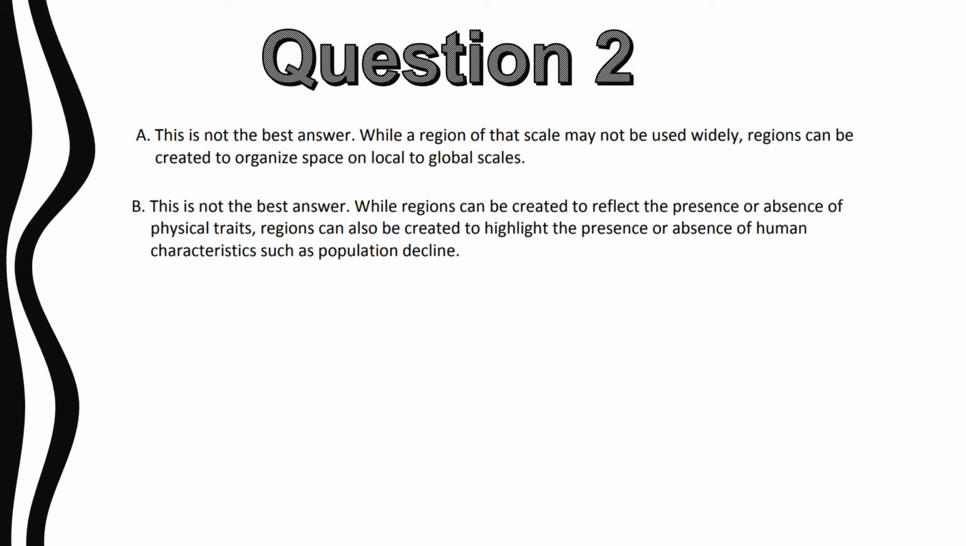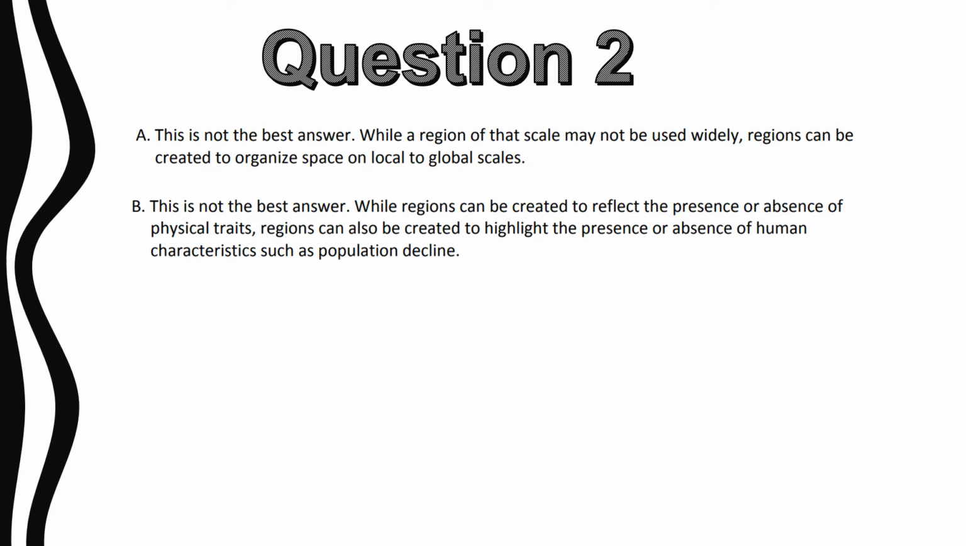B was also not the best answer. If you said B, you said no, regions cannot be determined without more information on the physical characteristics of Eastern Europe. Regions can be created to reflect the presence or absence of physical traits. Regions can also be created to highlight the presence or absence of human traits or characteristics such as population decline. So you can have regions that are based only on human traits. We've seen several sources of that throughout this year. And you can also have regions that are created based on only physical traits, right?